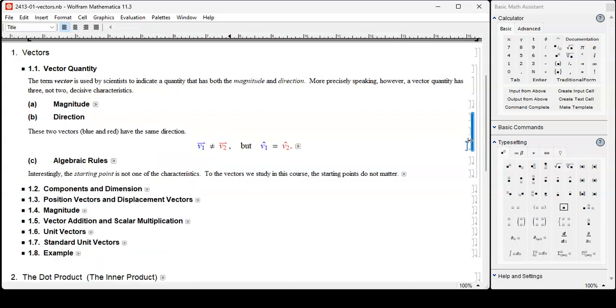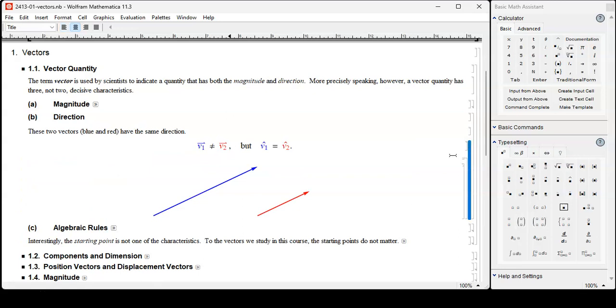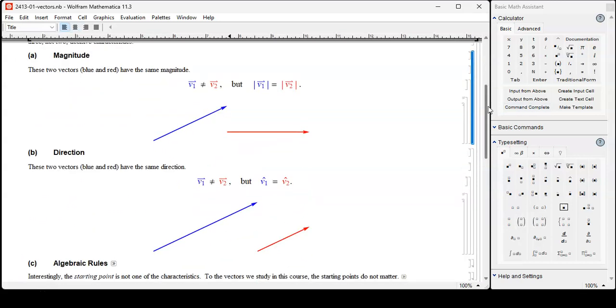Now this time, direction. Two different vectors, v1 and v2, but they share the same direction. Two different lengths, two different magnitudes, but pointing toward the same direction. And we use this hat notation to represent the direction vector. Okay, so much for the magnitude and the direction.